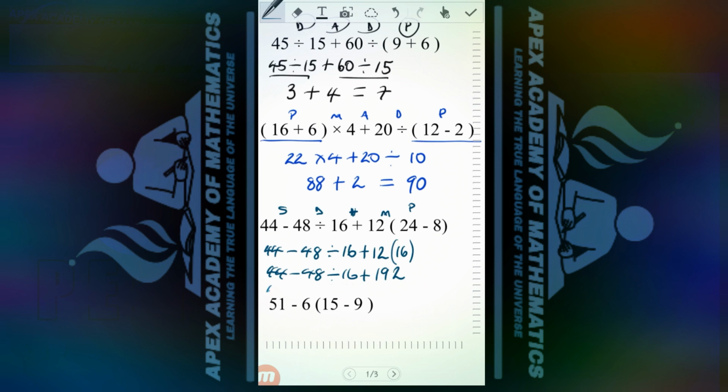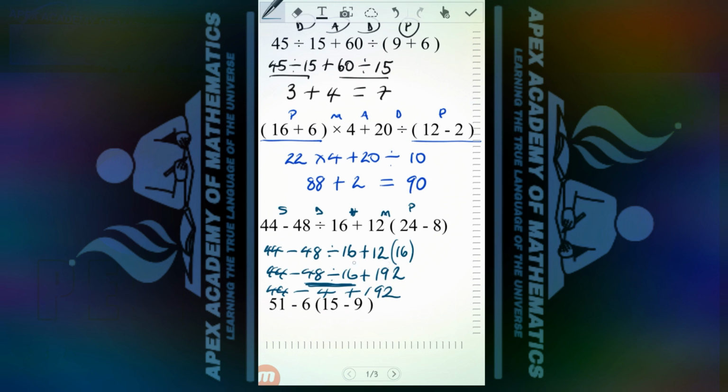So we have 44 minus... well, we are not going to say minus 48, because you're doing the division, this part here will be the next aspect of the problem. So 48 divided by 16 is actually 4. Okay, and that's plus 192. 44 minus 4 plus 192.